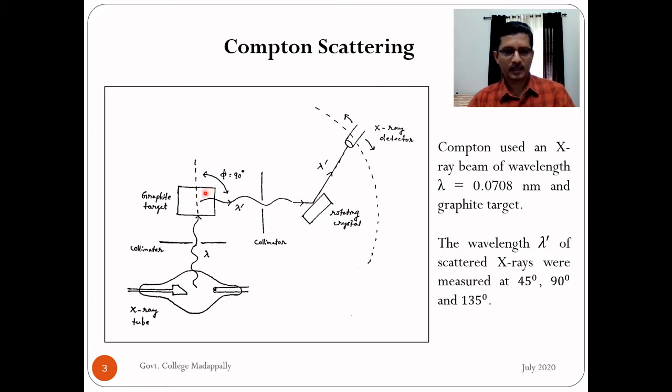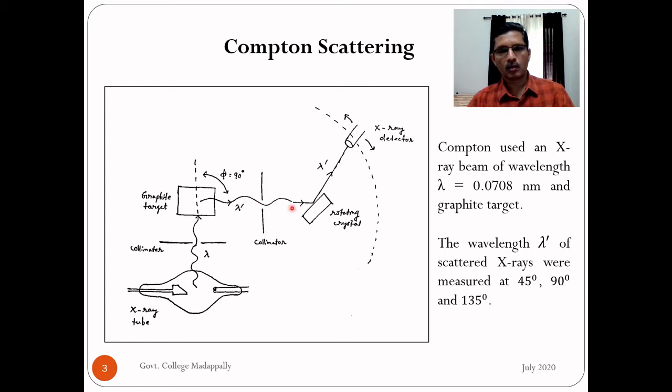In this particular diagram, X-rays are scattered along one direction. The incident X-ray has a wavelength lambda. The scattered X-ray has a longer wavelength, let us say lambda prime. Here the X-ray is scattered at 90 degrees with respect to the incident direction. The scattering angle phi is 90 degrees. Its wavelength is measured.